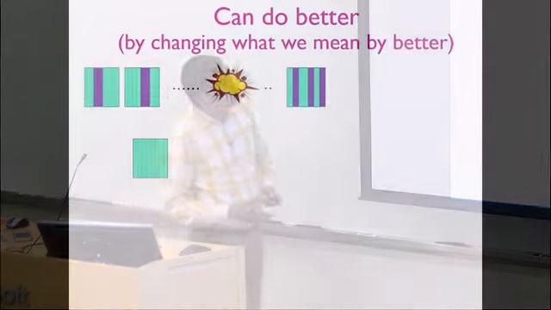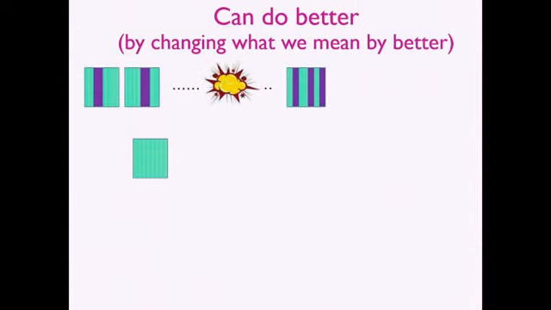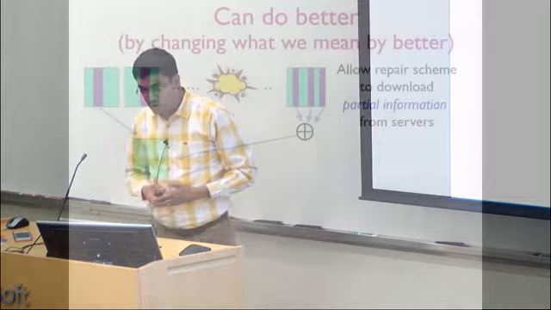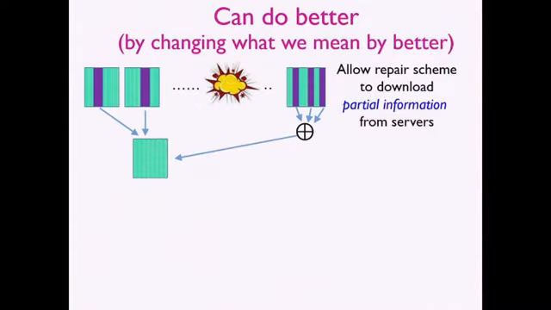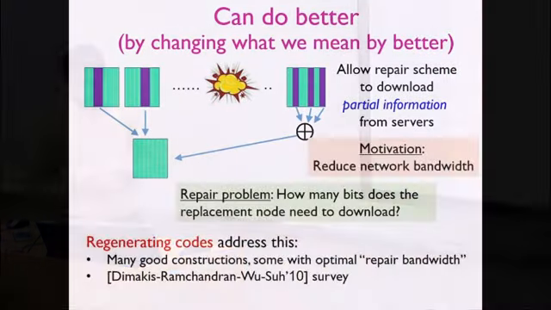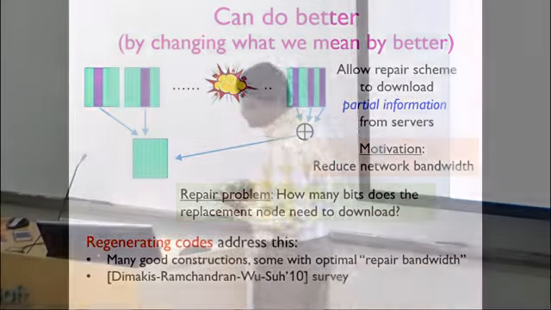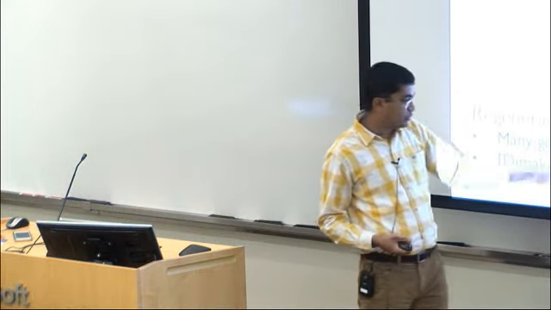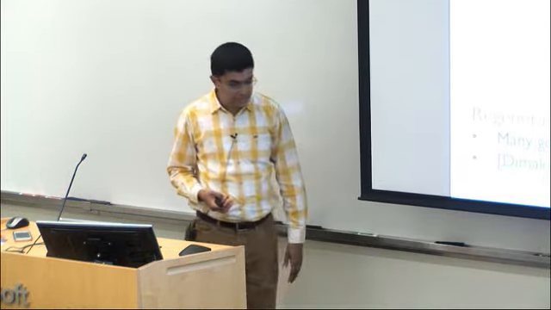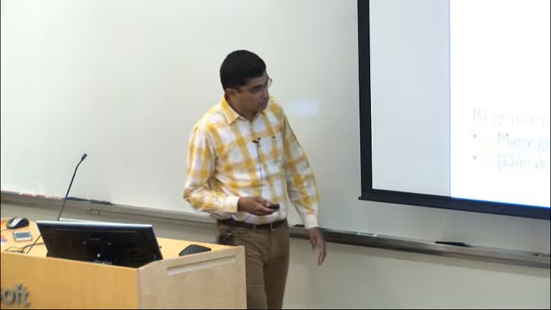Another metric is that you contact a server, but maybe you don't download all of it. So maybe you download partial information from these servers and you combine them and you piece together your server. So in this model, the metric becomes: what's the total amount of downloaded data? What's the total bandwidth? And then the question is, how many bits does the replacement node need to download? And this is exactly what the subject of regenerating codes addresses. It started in some work out of Berkeley and it's really exploded in the last 5-6 years. And there are lots of great constructions, lots of things are understood.